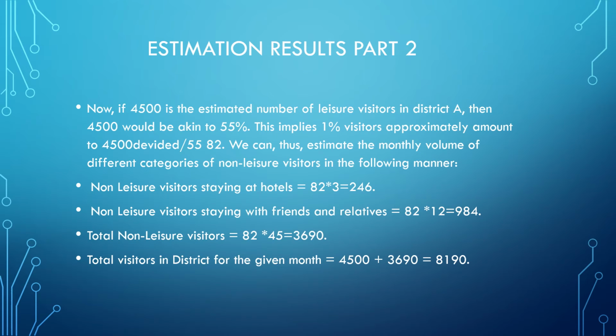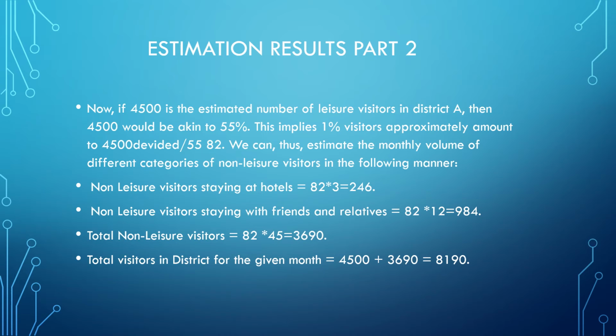Estimation results, Part 2. Now if 4500 is the estimated number of leisure visitors in District A, then 4500 would be akin to 55%. This implies 1% of visitors approximately amounts to 4500 divided by 55, which equals 82. We can thus estimate the monthly volume of different categories of non-leisure visitors in the following manner.